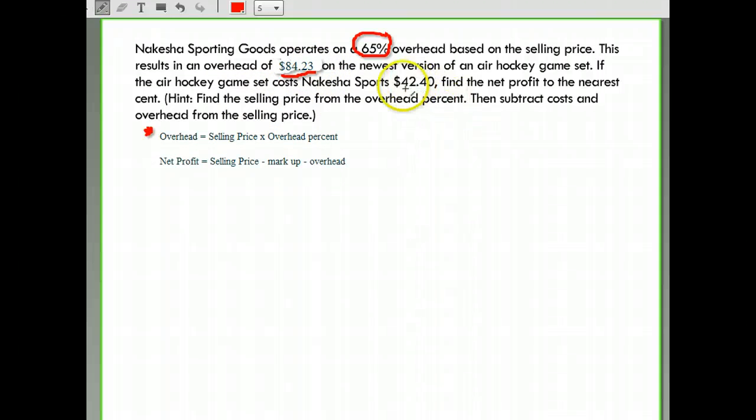The air hockey game costs them $42.40. We're asked to find the net profit. Well, we know the net profit is if we take the selling price and subtract the costs and the overhead from it. However, we at this point don't know what the selling price is. So we're going to find the selling price. And this is what we're going to use to find it.